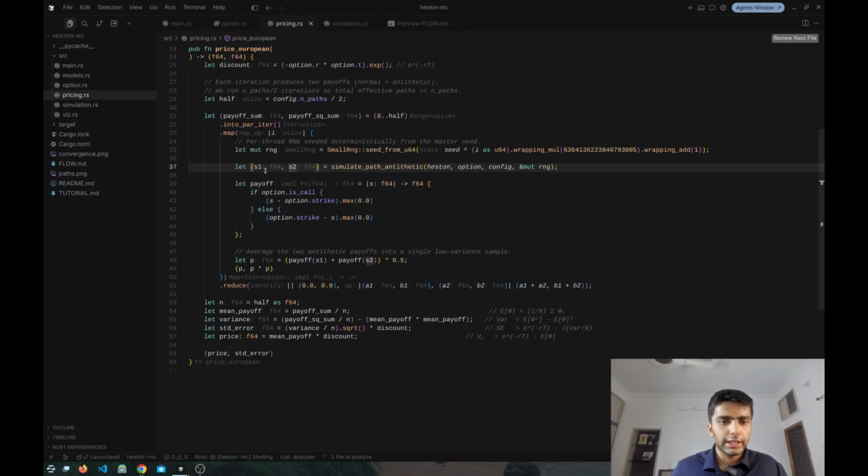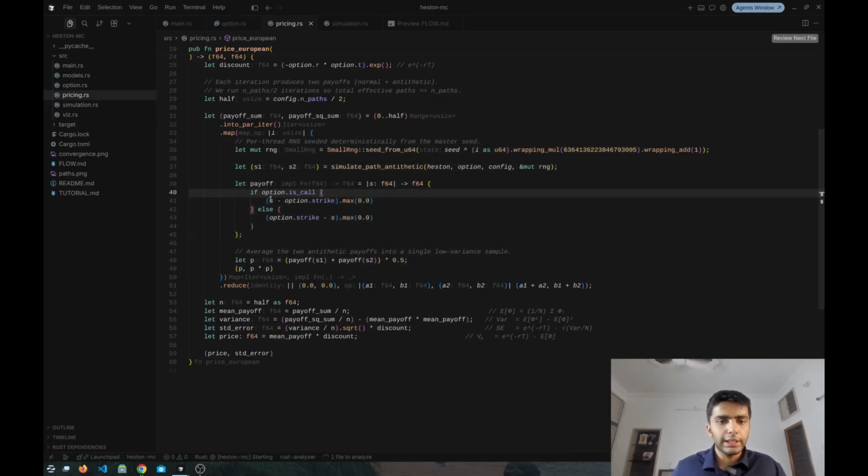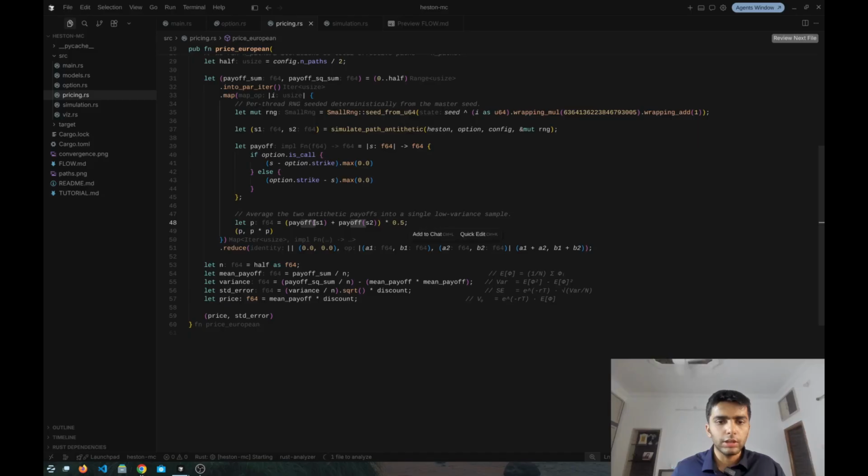So we get both of these prices, and then we have this payoff function defined here, where we basically calculate the payoff. So we all know the formula for a call option payoff is the current price minus the strike price, and for the put it is the strike price minus the current price. Okay, so we call this payoff function with the first path that we create, and then the antithetic of that path. Once we have the payoff, we simply average the payoff, and we return it.